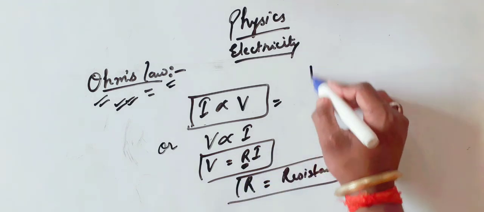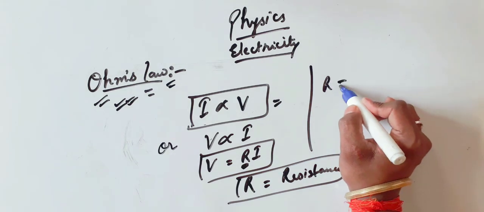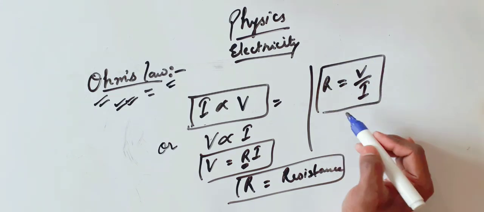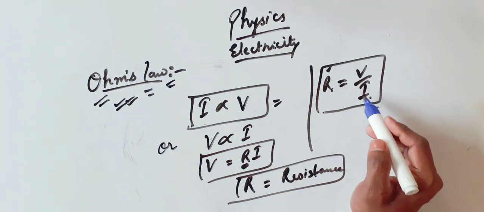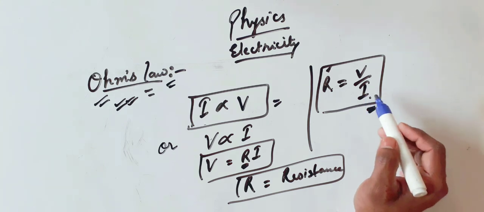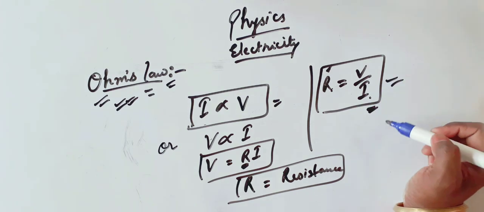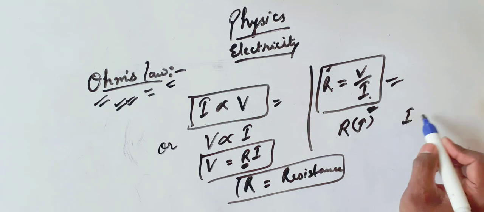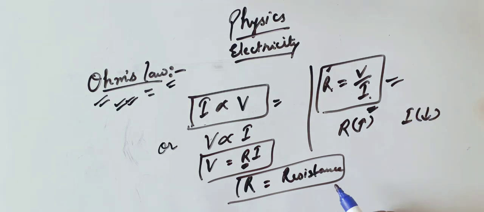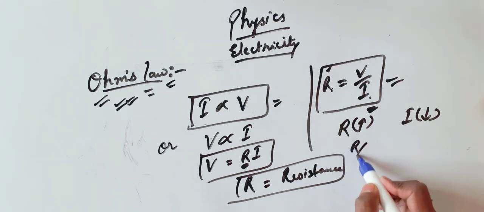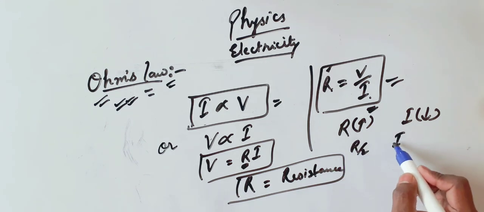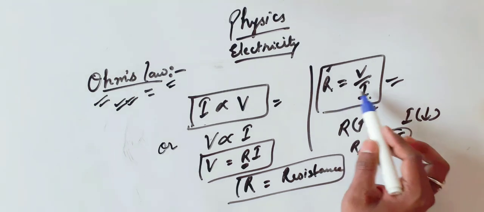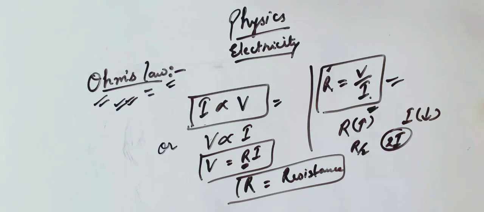From this formula we can write R equals V upon I. Electric current flowing through the circuit will be inversely proportional to the resistance. If resistance increases, then current will decrease. Or if resistance becomes half, then current becomes double. Both are inversely proportional to each other, resistance and electric current.